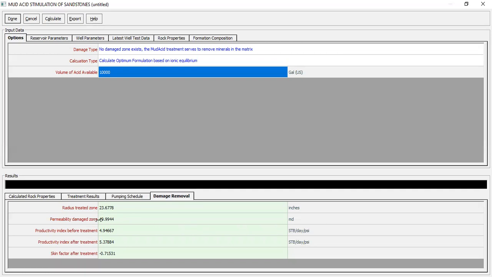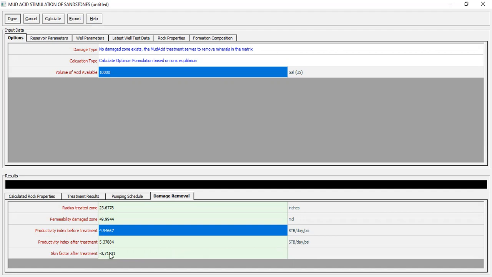Damage removal. So the radius treated zone is 23.7 inches, the radius of the treated zone. Permeability damage zone, almost 50 millidarcies, right? And this is interesting. The PI before treatment is actually 5 as per input. And after the treatment, we can increase the productivity index to 5.37 stock tank barrel per day per PSI. And skin factor after treatment, we can achieve negative skin factor of negative 0.7.